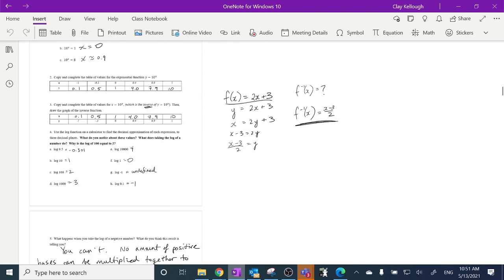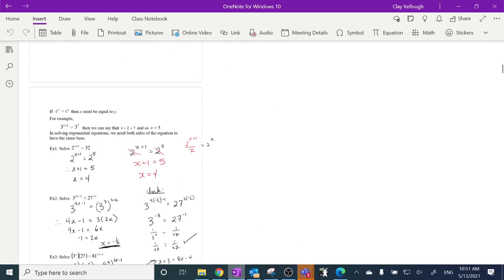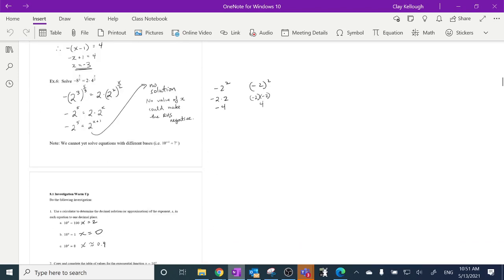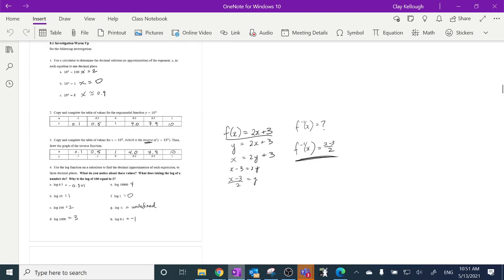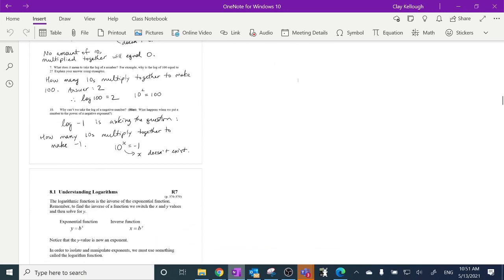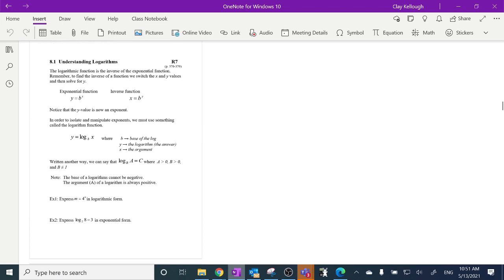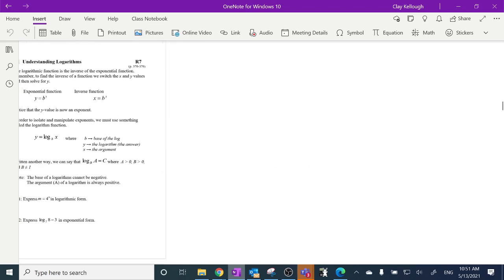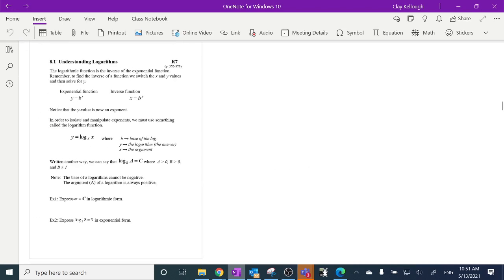And assuming that you can do all this algebra with exponents, and assuming that you understood the gist of what a log is that you got from this investigation warm-up, today we expand on that idea. I'm just going to start by pointing something out to you, which you don't have to write down, that hopefully will make lots of sense.